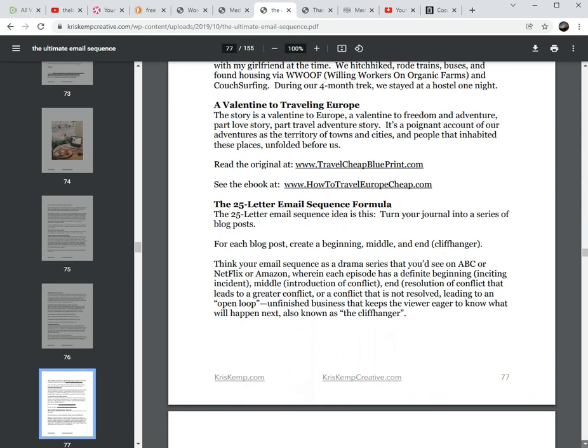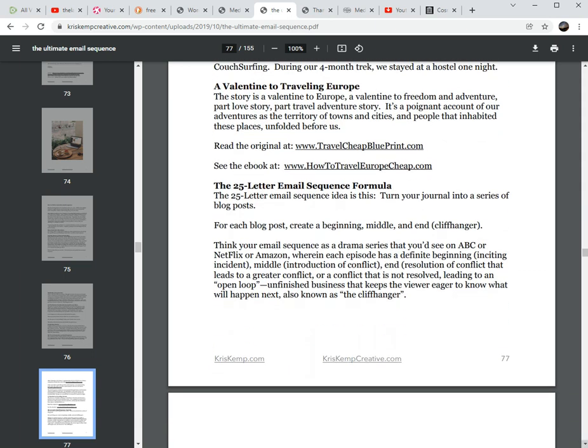So we're on page 77 now. So basically the 25-letter email sequence formula is like this. You want to turn your journal into a series of blog posts where you're writing them, or a vlog post, video post. And for each blog post, you want to create a beginning, middle, and end, like a cliffhanger.